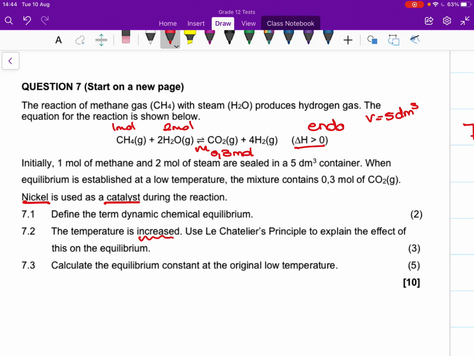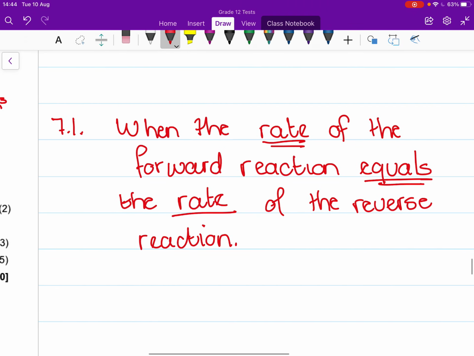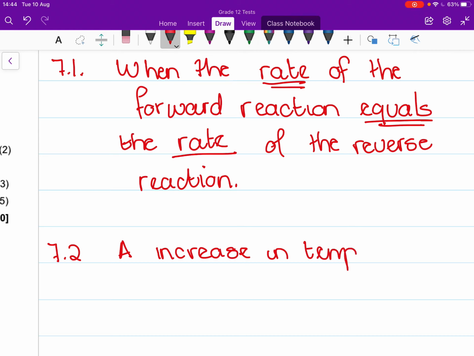Temperature is increased. Use Le Chatelier's principle to explain the effect on the equilibrium. So, an increase in temperature always favors the endothermic reaction. I've already established that the forward reaction is endothermic. In other words, I'm going to favor the forward reaction. So, an increase in temperature favors the forward reaction.